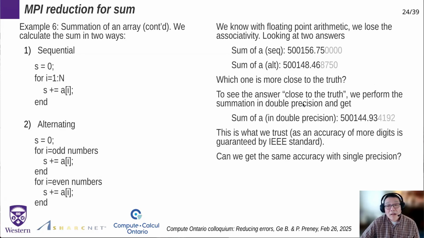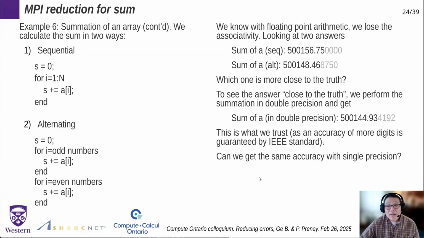And to see how close the answer is, we performed the same procedure using double precision. And using double precision, we get this answer, 500,144.93. And we trust this answer is correct because the IEEE standard guarantees the accuracy to certain digits.